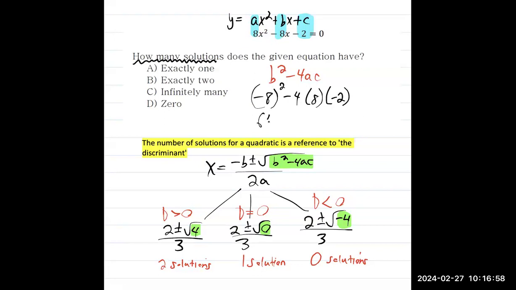And negative 8 squared is positive 64. And in this part, we have two negatives, negative 4 and negative 2. So two negatives make a positive, and it's positive 32 times 2, which is 64. So 64 plus 64 is 128, and we have a positive discriminant, which means that we have two solutions.